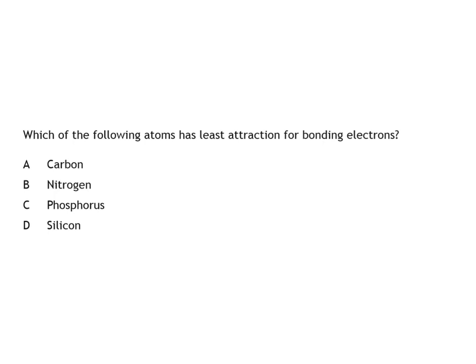So this is the question we saw at the beginning. Which of the following atoms has the least attraction for bonding electrons? So using your data book, pause the video and then come back when you're ready. Okay, so what we're looking for here is the atom which has the lowest electronegativity value, because that would therefore have the least attraction for bonding electrons, and the answer in this case is silicon with 1.9.